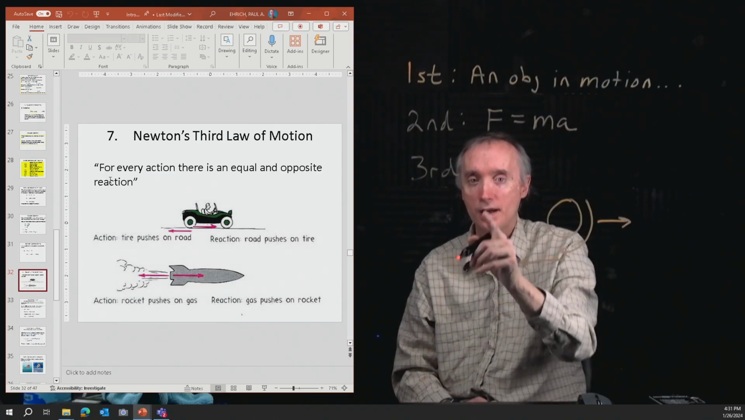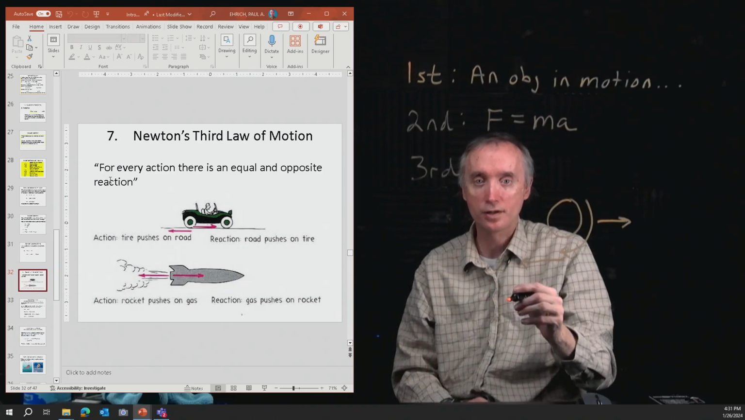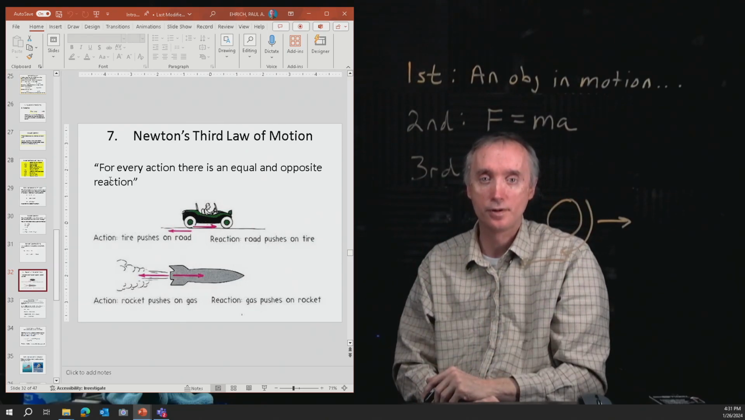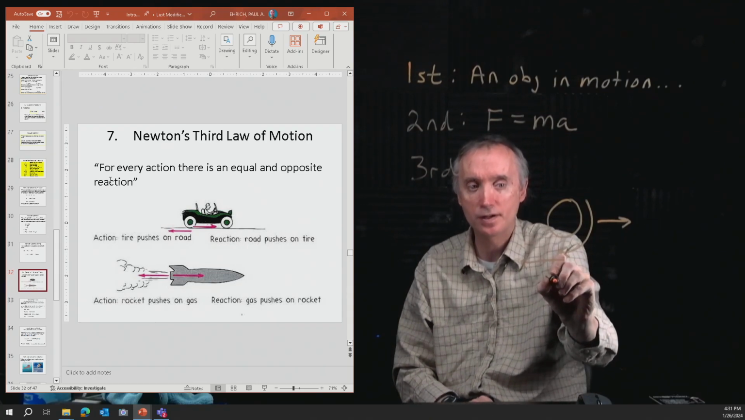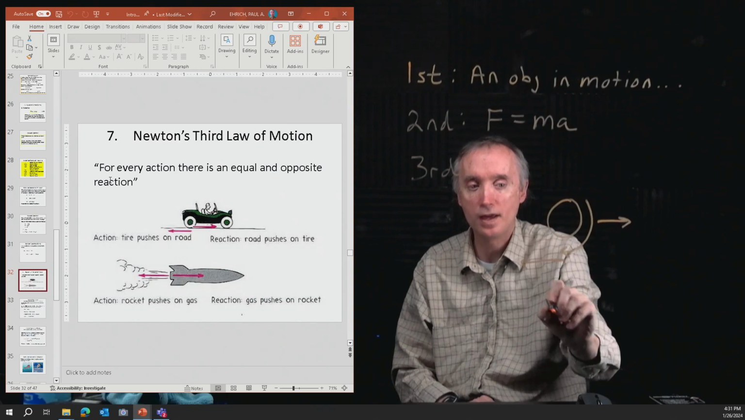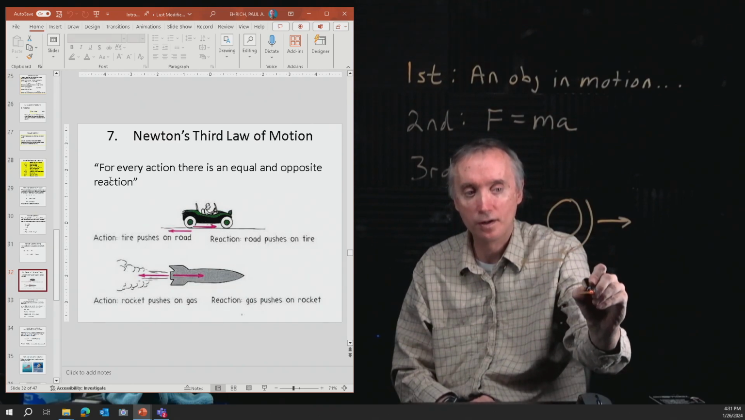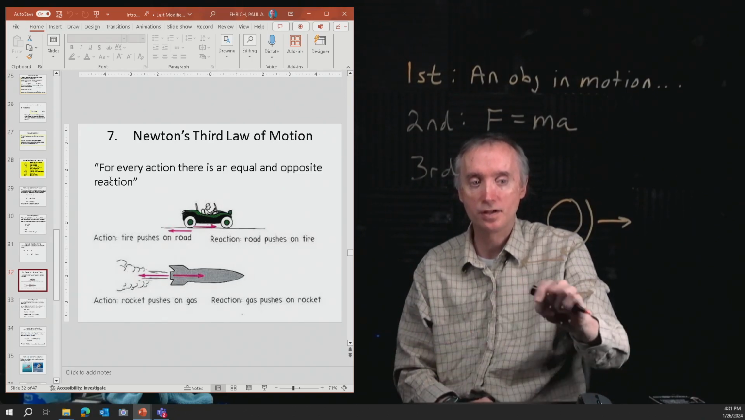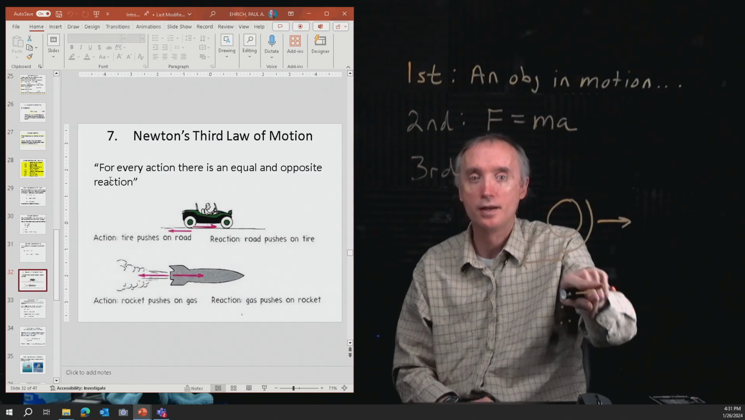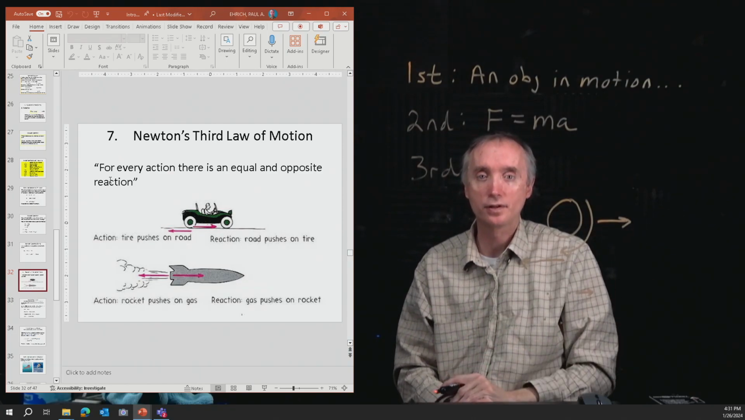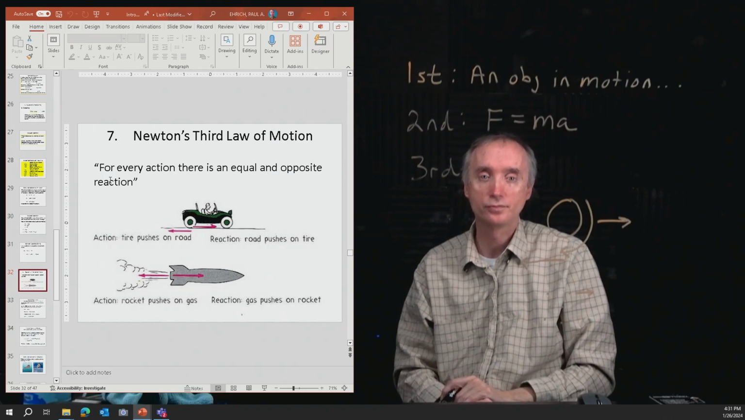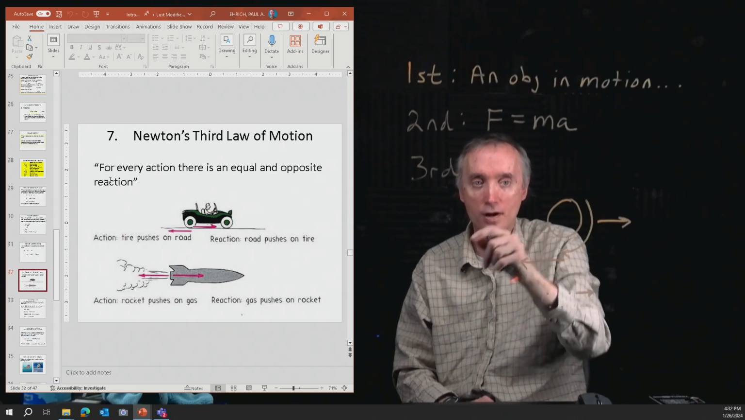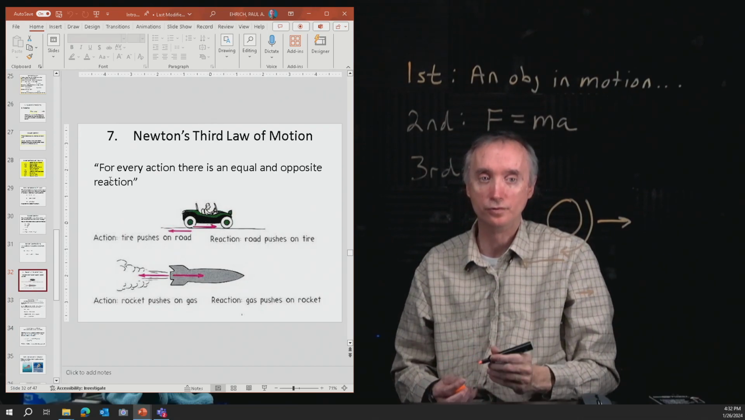Without this reaction force, this tire is just going to spin and it won't be able to move the car. In the case of the rocket ship, it is going to be blowing gases out the back end. Okay, but each of those teeny tiny little particles of gas is going to be exerting a force in the forward direction, and that's going to be pushing against the rocket ship. Therefore, the rocket ship is going to go in that direction. Without these gases providing the reaction force, that rocket ship would not be able to move.